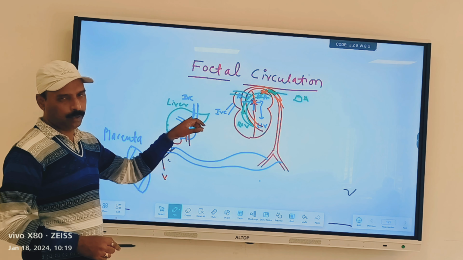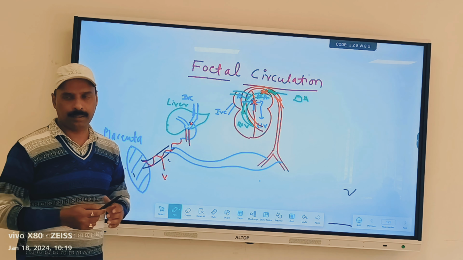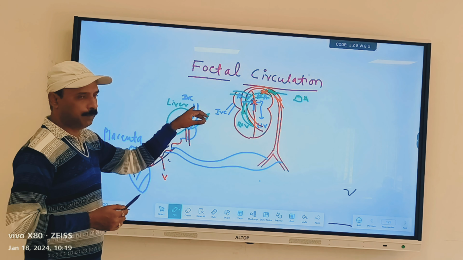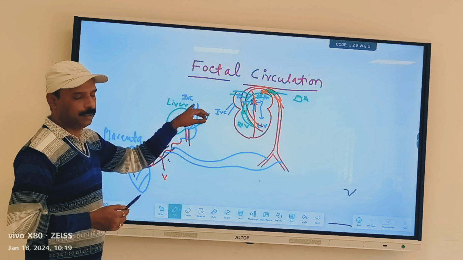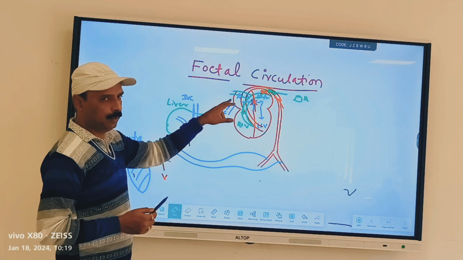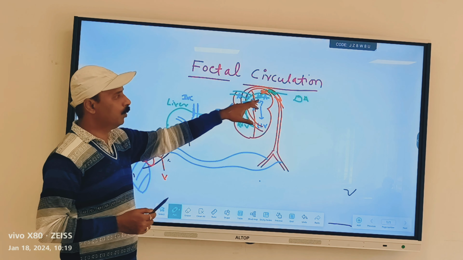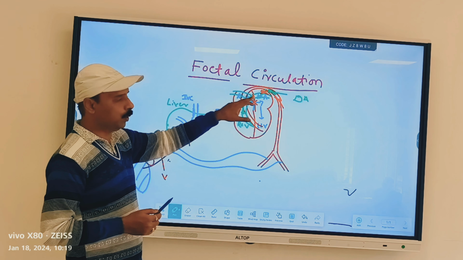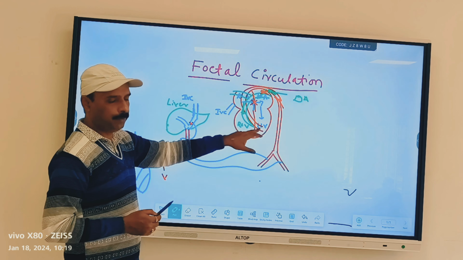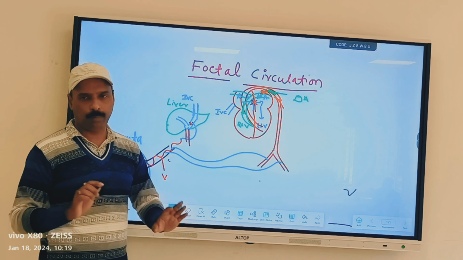We have the left portal vein, which joins, and that we call the ductus venosus. The portal circulation is bypassed, and the blood bypasses the liver and enters the inferior vena cava. This inferior vena cava blood reaches the right atrium. From the right atrium, a maximum of about 80% goes to the left atrium, then to the left ventricle. From the left ventricle, the aorta supplies the whole body.